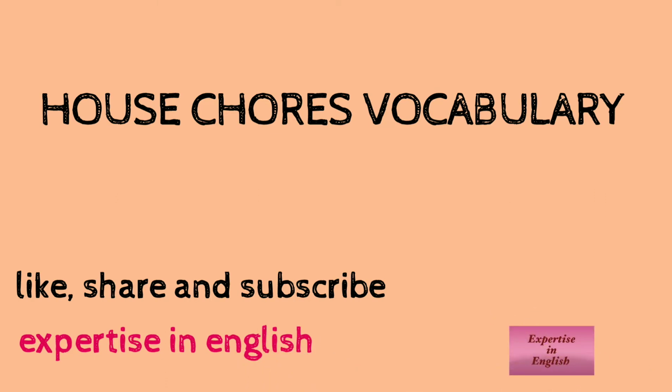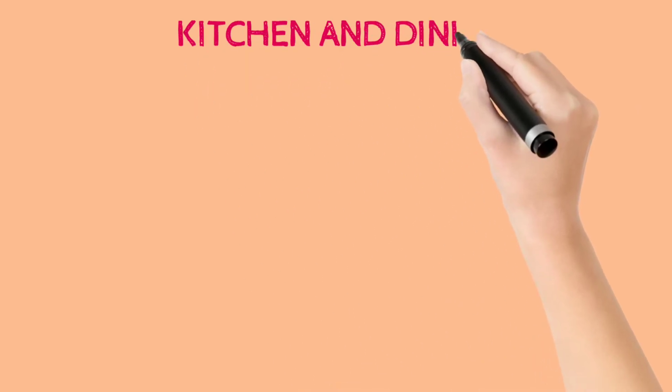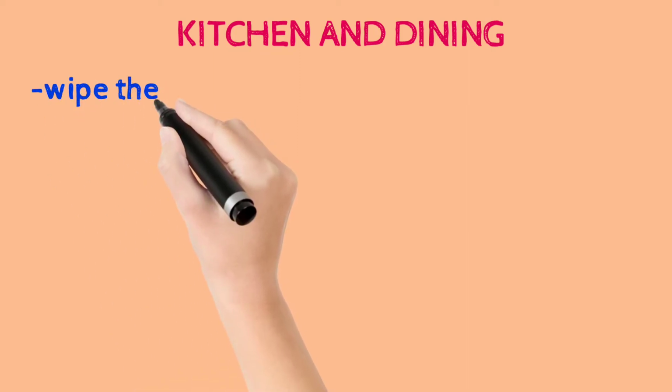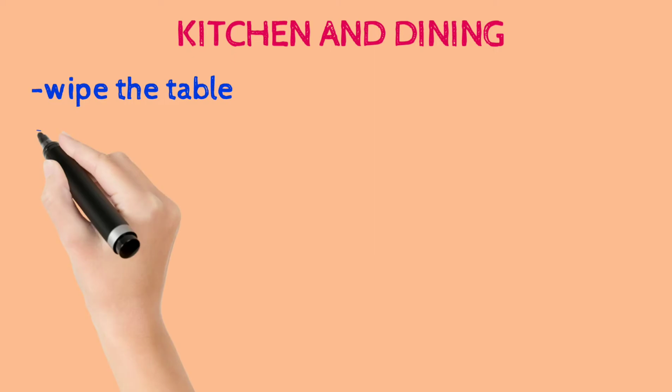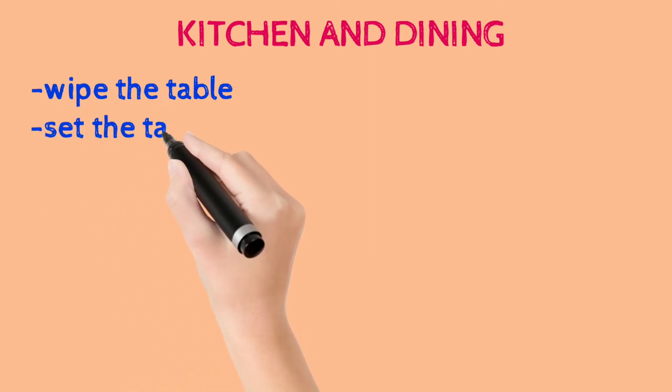Our everyday starts from kitchen, so let's begin our vocabulary also from kitchen. To begin with, we'll start with wiping off the table. Wipe the table means to clean the table with a cloth. After wiping, we need to set the table. Table को arrange करना is called as to set the table.